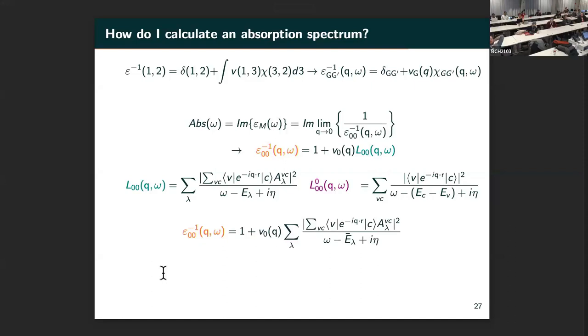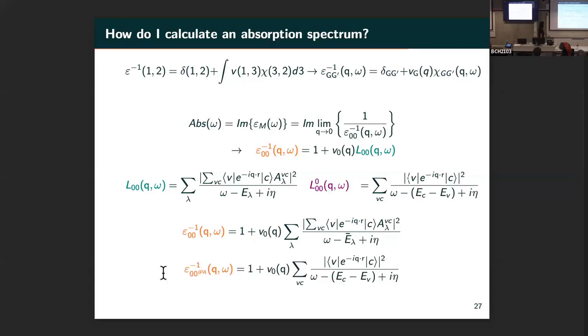And just one thing: the denominators, the poles on the energies that we will get here, are the excitonic energies. And in here we just have the transition energies between valence and conduction. Of course, this is under the Tamm-Dancoff approximation. And we can then calculate our dielectric matrix, both for the Bethe-Salpeter and also for the independent particle.